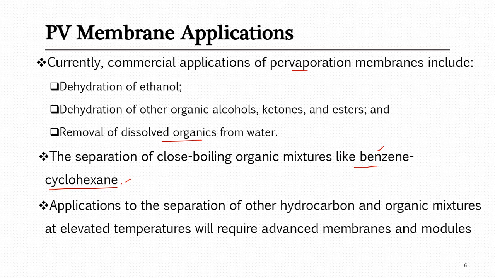So their application to the separation of other hydrocarbons, some difficult separations, where there is a huge mixture and it is at elevated temperature, meaning it is available at high temperature. When temperature is high, polymeric membranes are not that good. You have to use some other membranes which can separate them, and those are inorganic membranes, or maybe organic-inorganic composite membranes, which can perform separation at high temperature. They can be used for such kind of separation.